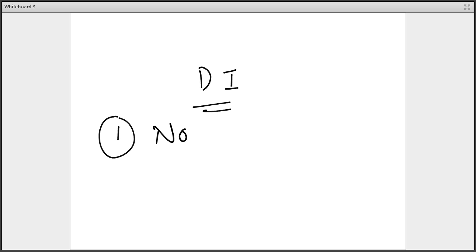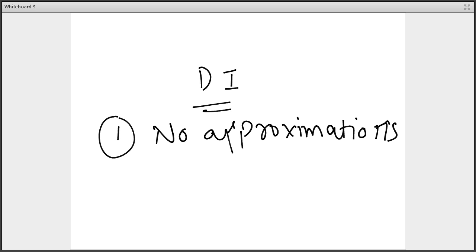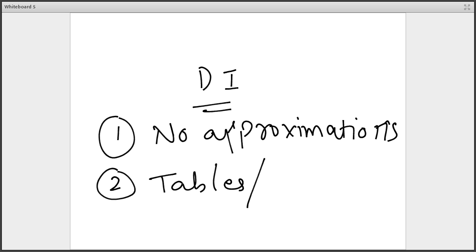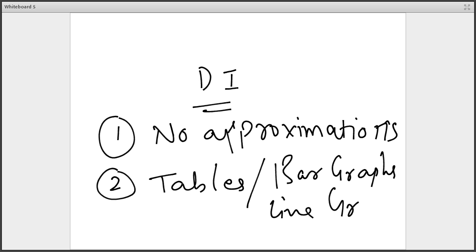Coming to DI, remember one thing, no approximations work in IIFT because the options are very, very close. Second, very, very easy caselets, tables, bar graphs, line graphs. These will form the most important component of IIFT DI. Very, very rare question on Venn diagram or a pie chart.